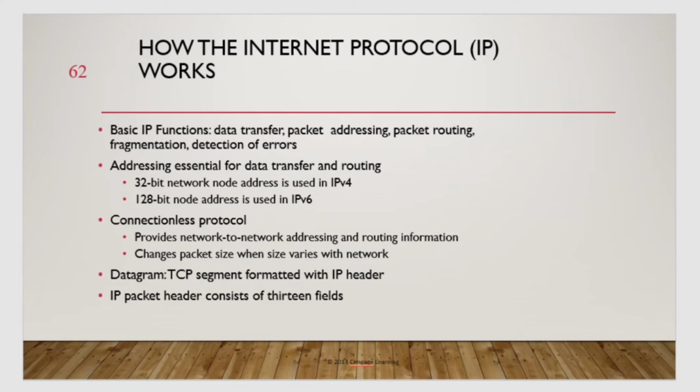So we have two types of IP address. We have IP version 4 and IP version 6. Now, IP version 4 is a 32-bit network node, while IP version 6 is a 128-bit node address. Connectionless protocol. It provides network-to-network addressing and routing information. Changes packet size when size varies with network. Now, DATAGRAM, TCP segment formatted with IP header.